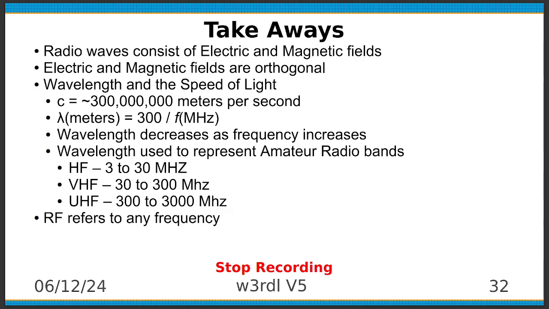Wavelength decreases as frequency increases. Wavelength is used to represent amateur radio bands. So you've got HF for 3 to 30, VHF 30 to 300, and UHF 300 to 3000, all in megahertz. And RF refers to any radio frequency, or radio frequency of any frequency. Okay.